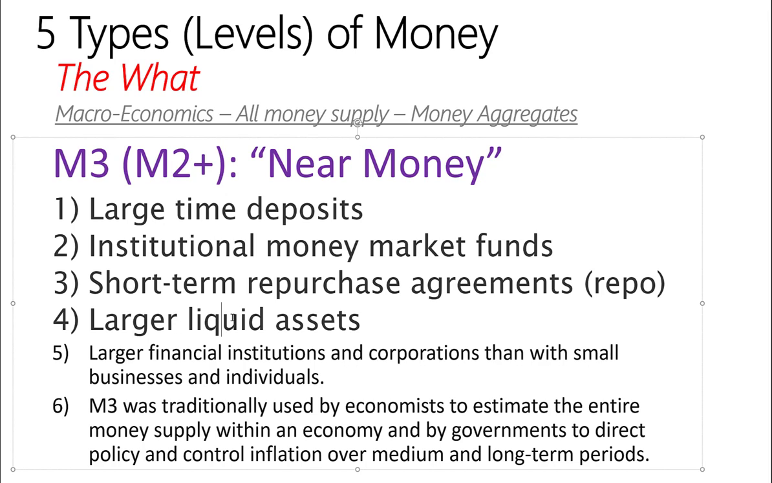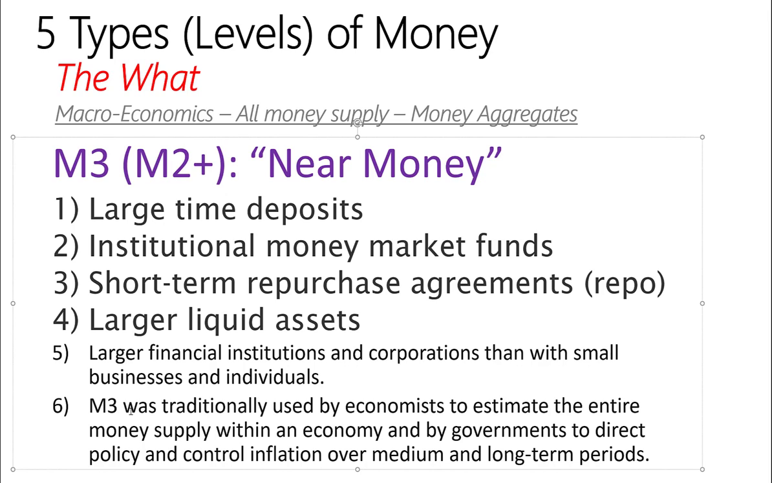Larger liquid assets. So yes, we are using this term liquid, but because they're larger, their impact on the economy is really at a different level than the smaller guy, where things are turning over a bit more, so it's falling into M3. And so this is where we get larger financial institutions and corporations rather than small businesses and individuals. So again, the money aggregates had two factors, primarily the liquidity and then the user of the money. In the lower numbers, it's individuals and small businesses. Up here, we're talking about larger institutions.